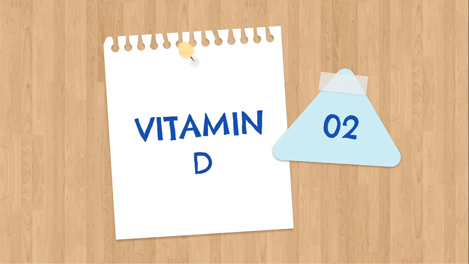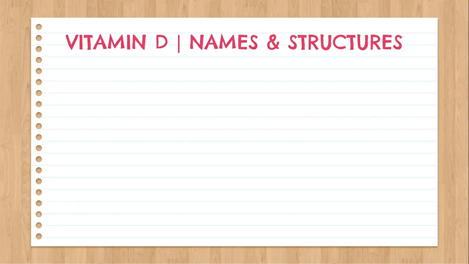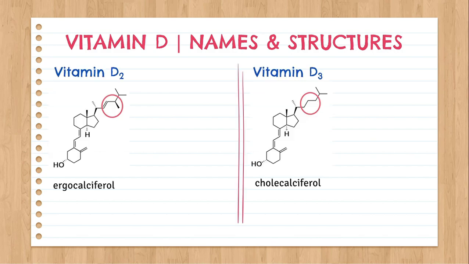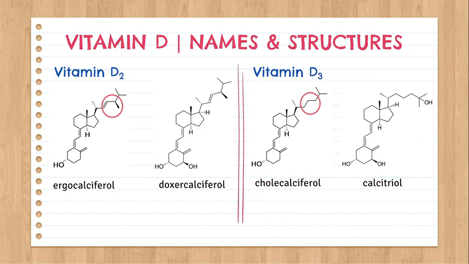Now, let's look at vitamin D. The most common nutritional forms of vitamin D are vitamin D2, ergocalciferol, and D3, cholecalciferol. The only difference in their structure is that ergocalciferol has a methyl group and carbon-carbon double bond in its side chain which is absent in cholecalciferol. There are other forms of vitamin D2 and D3 such as doxercalciferol and calcitriol.